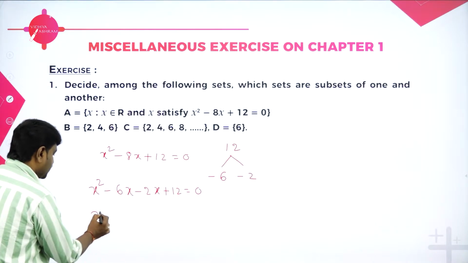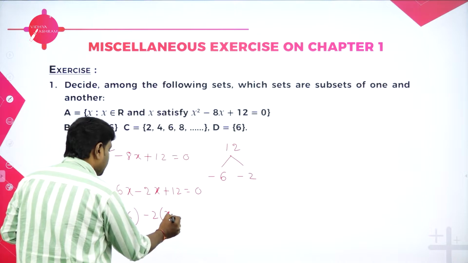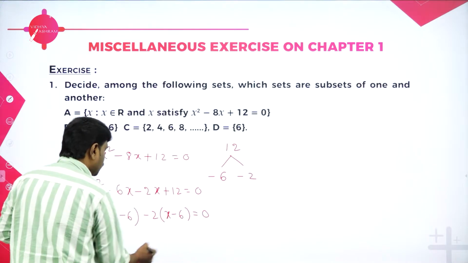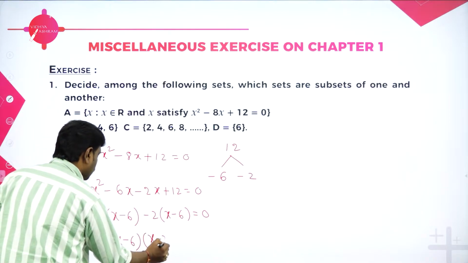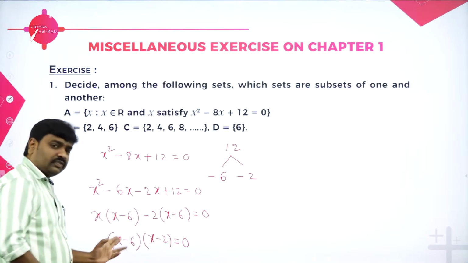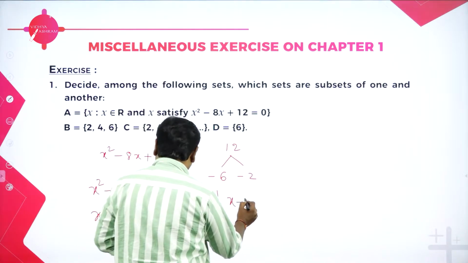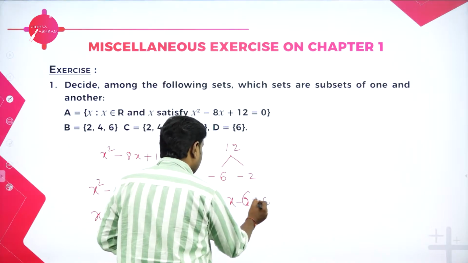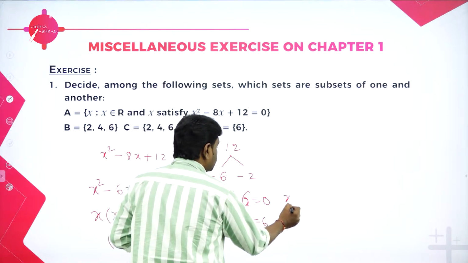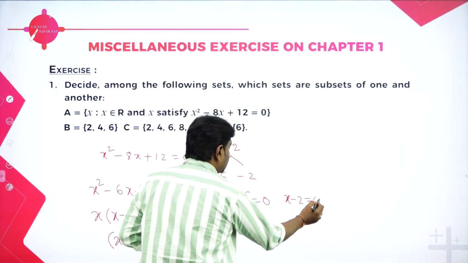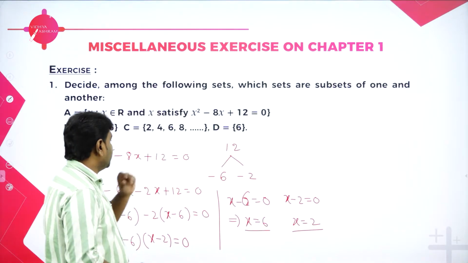Further in these two, I'll take x common. So x minus 6. Again take minus 2 common, it will become x minus 6 is equal to 0. Take x minus 6 common, x minus 6 into x minus 2 equal to 0. Now product of two terms is 0 means equate each term to 0. That is x minus 6 equal to 0, that implies x is equal to 6. And x minus 2 equal to 0, that implies x is equal to 2. So now we have two values of x. So you got set A.